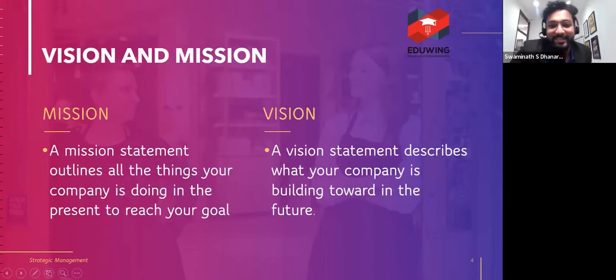Just now we have discussed something called vision and mission. Wherever you go, whichever organization you go, every organization has its own mission and vision. These two words are also being used interchangeably. They will say vision for mission. They will say mission for vision. So what is mission? What is vision?